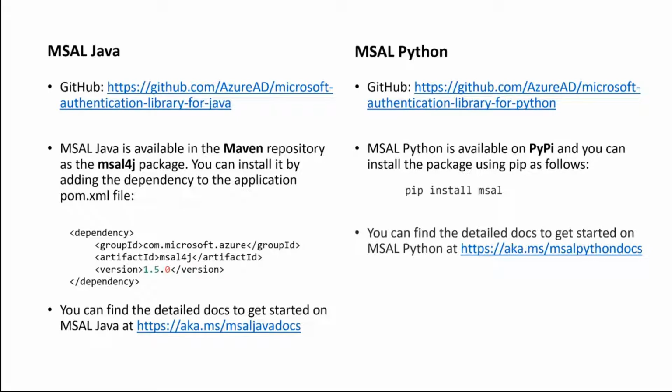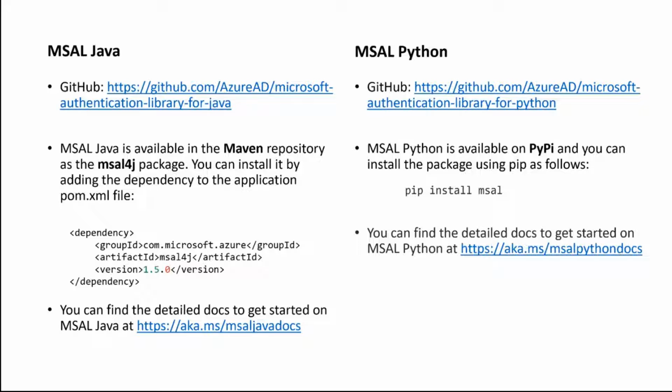MSAL Java is available in the Maven repository and is distributed under the name of the msal4j package. You can install this package by adding the dependency to your application's pom.xml file if using Maven. If you're using Gradle, you can also add the dependency in your build.gradle. MSAL Python is distributed through PyPI, and you can install this package using the pip installer for Python.